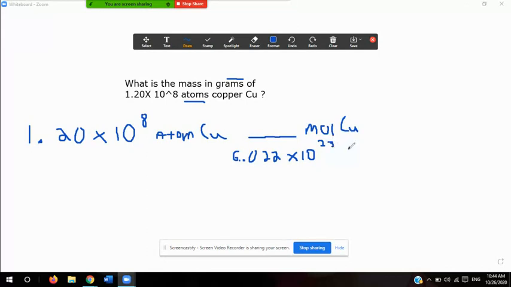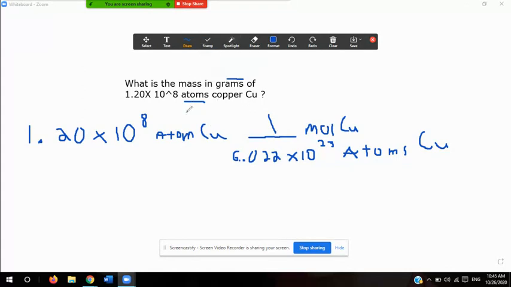Right? So atoms of copper. And again, we basically need a calculator, and we have to multiply 1.20 times 10 to the power of 8 by 1, which is... let me just finish writing this so that I can illustrate what I mean. So 1 mole of copper contains 6.022 times 10 to the power 23 atoms.